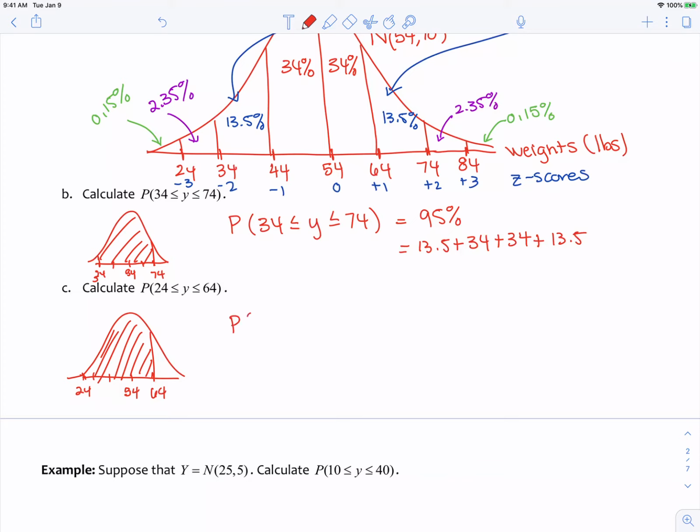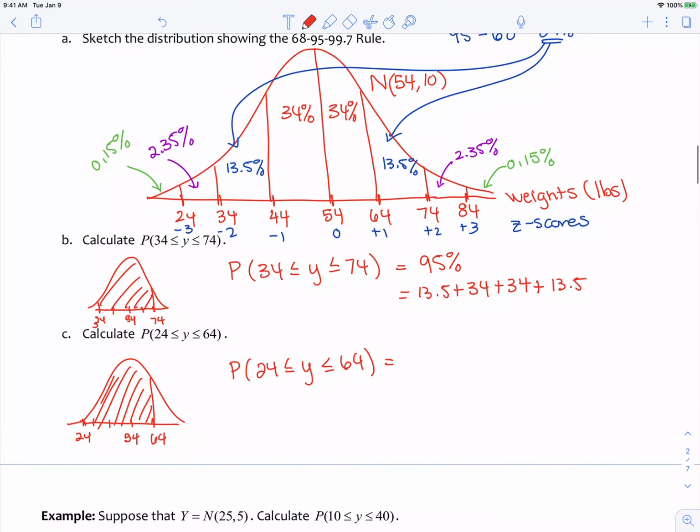So the probability that we are going from 24 pounds to 64 pounds is going to be the sum of those regions. So again, I'm looking up at my bigger picture. I'm going to find the probability of lying between 24 and 34. That's 2.35% plus then 13.5% plus 34%. I'm just moving forward until I hit that bound to 64.